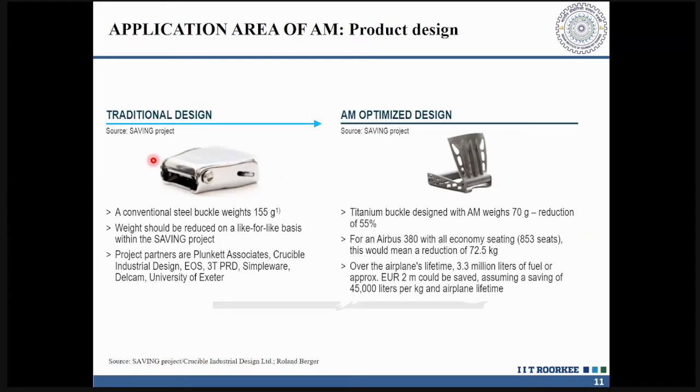Now, you cannot reduce the weight of the wings of the aeroplane because they have already been optimized. Composite materials are being used and all. They're already very light, and I do not find any further way to reduce their weight. But what I can do is work on the interiors. When they came to the interior, the first thing they saw is this steel buckle, which weighed around 155 grams. They said, let us try to reduce the weight of this buckle.